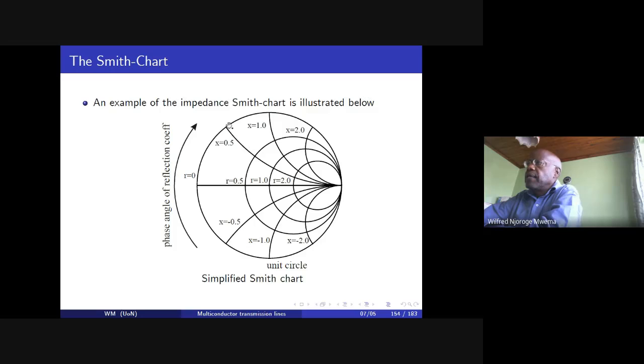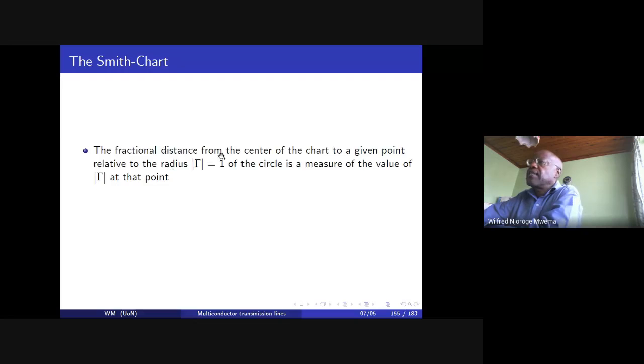So the circumference, the largest R circle or the gamma circle, is unity, and therefore this gives us where we have either an open circuit or a short circuit, where the magnitude of gamma is unity. So it never goes beyond that. The fractional distance from the center of the chart to a given point, relative to the radius of the circle where the magnitude of gamma equals 1, is a measure of the value of gamma at that point.